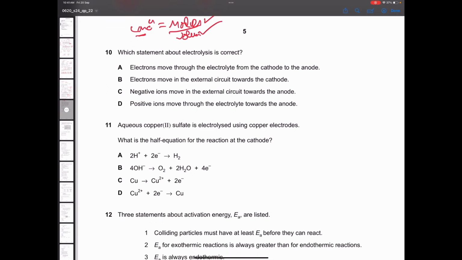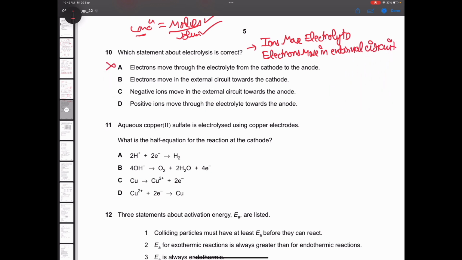Which statement about electrolysis is correct? Electrons move through the electrolyte from cathode to anode. Ions move through the electrolyte. Electrons move in the external circuit. So option A is incorrect.